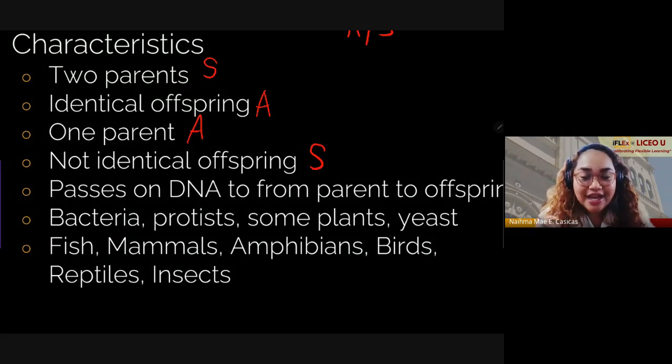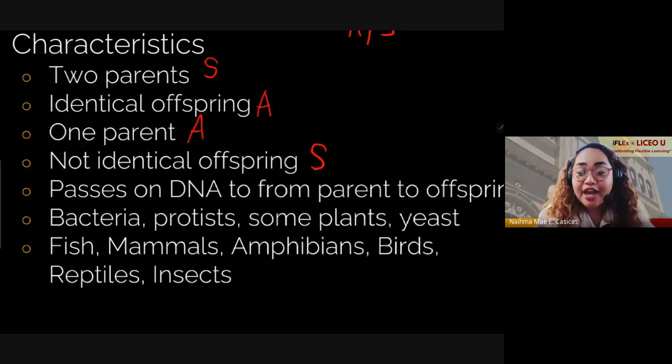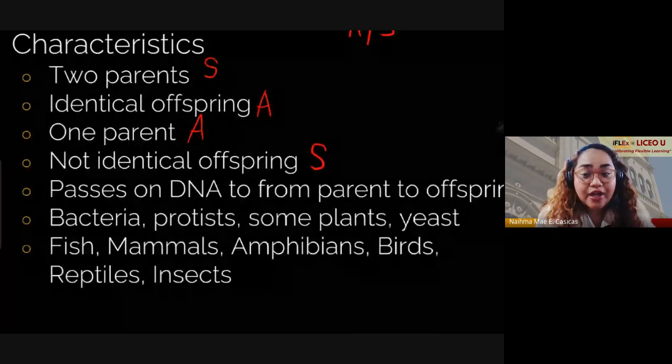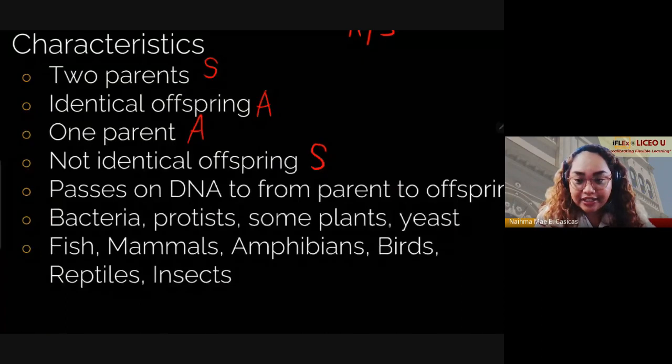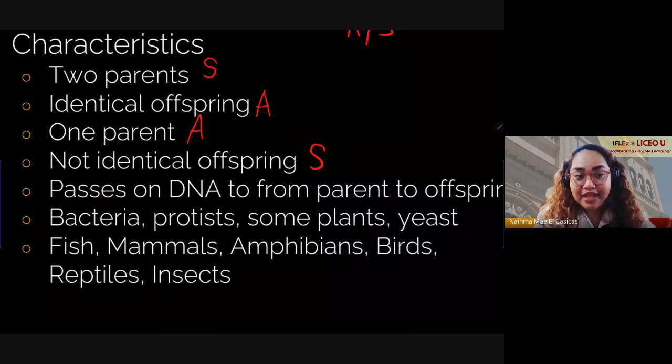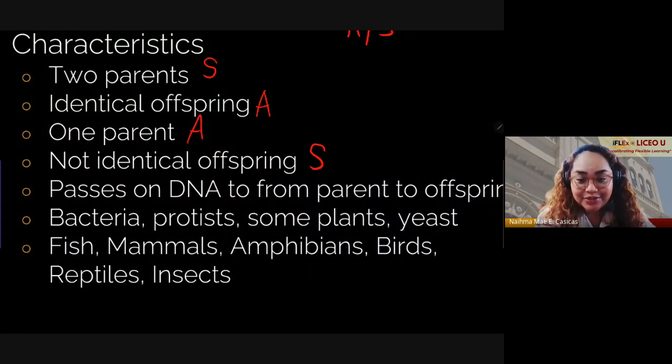And why is that the case? Because remember, sexual reproduction involves the fusion of the male and the female gamete. Now, when that happens, ang mga genes mag-merge na sila, mag-combine na sila. So different kinds of combinations, depende na lang kung unsa ang ma-express niya.